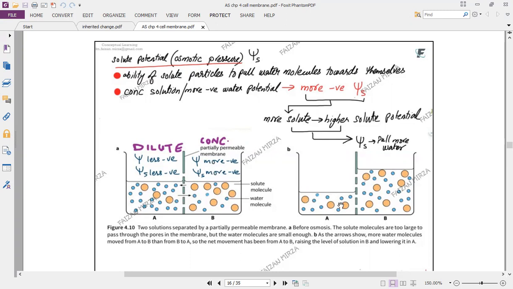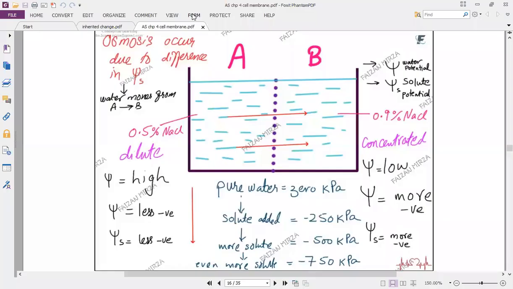So after some time, solution A will be less in volume and solution B will rise. Why? Because the water has moved down the water potential gradient from higher water potential to low water potential, from the dilute solution to the concentrated solution. As already mentioned, osmosis occurs due to a difference in the solute potential. Water moves from region A to region B.